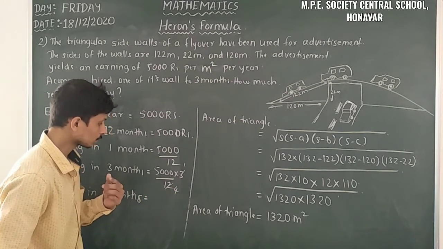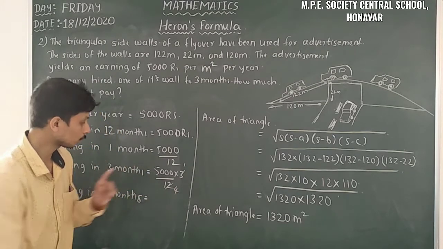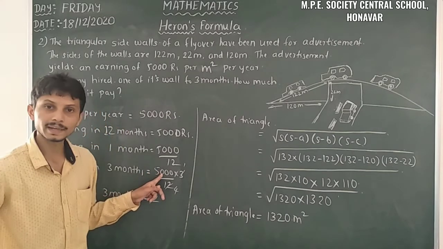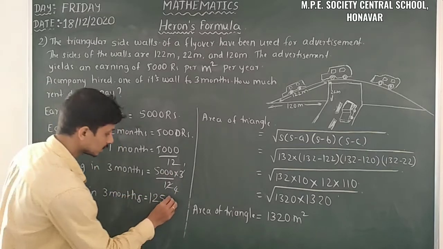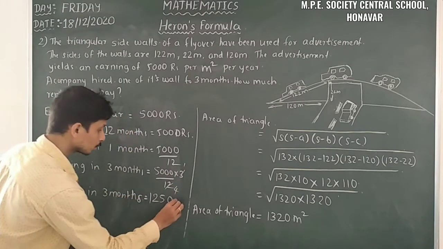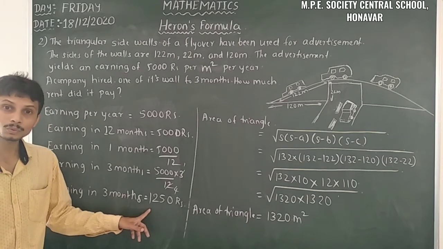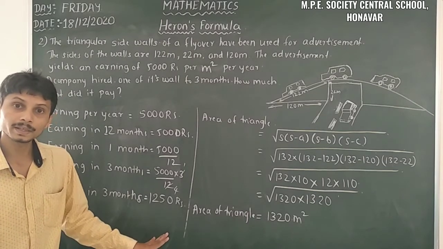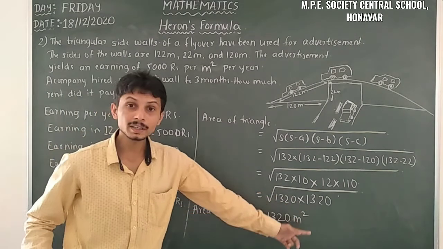5,000 divided by 4. Or we can take 1 by 1. 4 into 1, 1 remains. 4 into 2, 8, 2 remains. 4 into 5, 20. And 0 we have. 1,250 rupees. That means here 1,250 rupees per meter square it is. Per meter square in 3 months. But here how many meter squares are there?